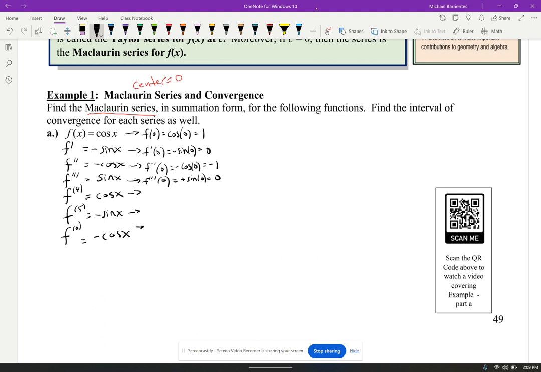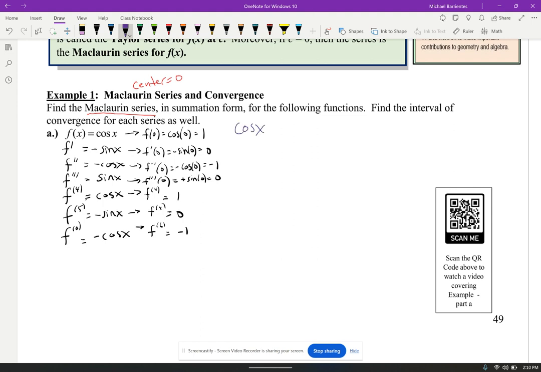Now, wait a minute. I'm noticing every other one is 0. Is that going to continue to happen? Well, yes, because now I'm back to cosine of x. So I know that the fourth derivative is 1. I know the fifth derivative, which is the same as the first derivative, is 0. And I know the sixth derivative, which is the same as the second derivative, is negative 1. So I'm noticing that every other term is a 0, starting with the first derivative. And if it's 0, then when I set up my Maclaurin series, that term is going to just disappear, right? Because if I'm multiplying 0 times whatever else, it's just going to be 0. So if you don't see it in your head, this is what I'm saying.